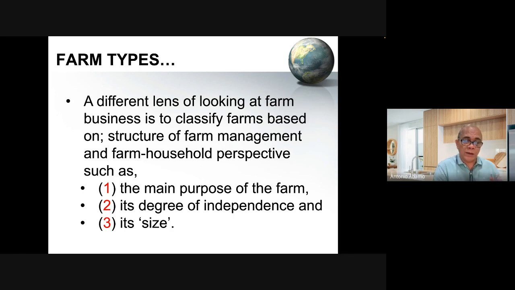And the next one is size. That is very important in managing, and also in deciding for the normal functioning of the farm. Purpose, separability, and the size.